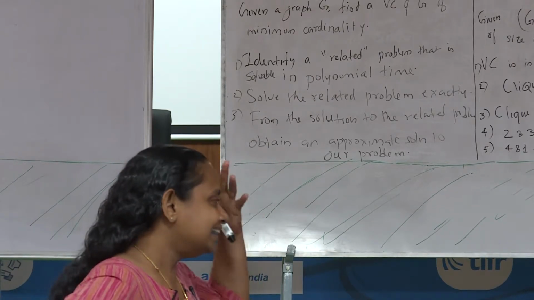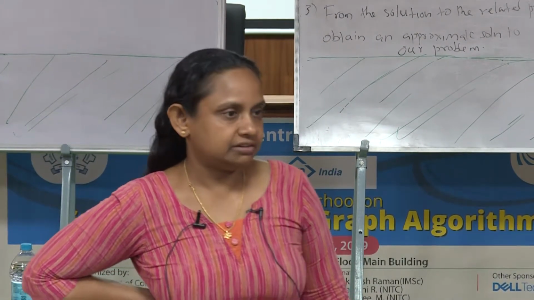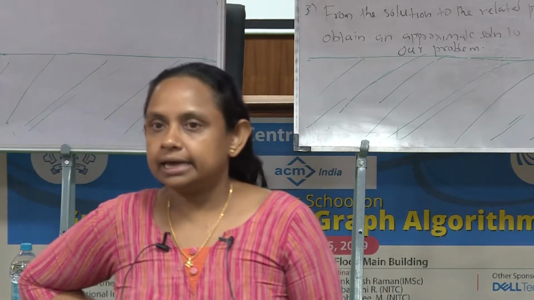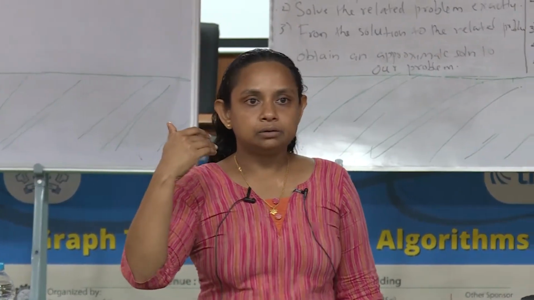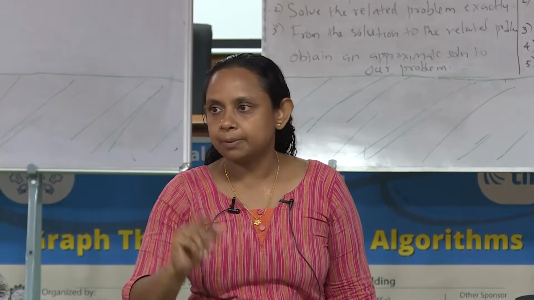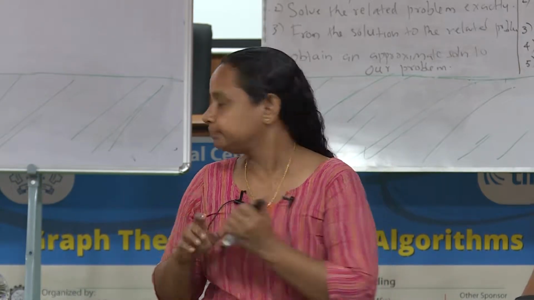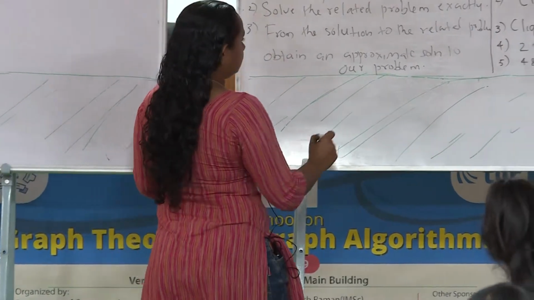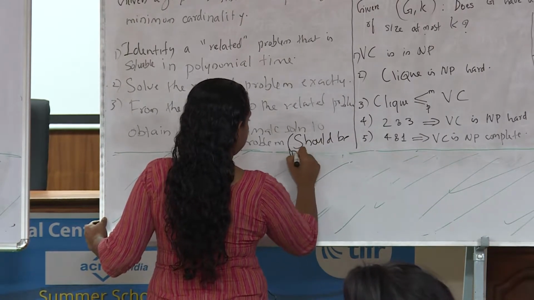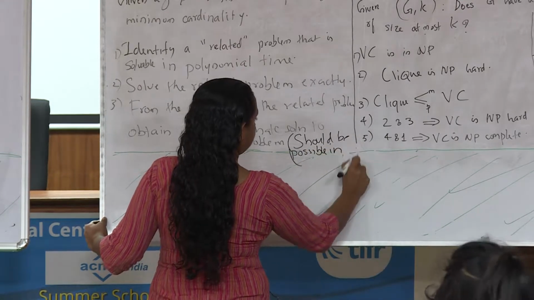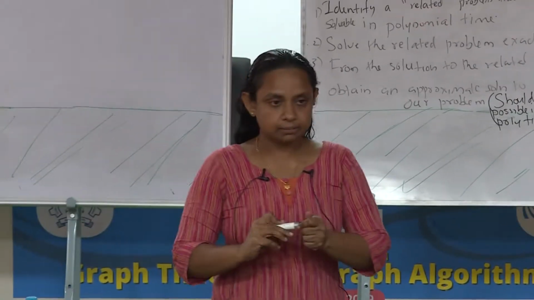Identification is a mental step that doesn't need a computer, right? You need to do it yourself manually. So from a solution to the related problem, how do we convert that to obtain a solution to our problem? That step also should be doable in polynomial time. Only then are all these things possible in polynomial time, right? So this also should be in polynomial time. Okay? This is the general setup.